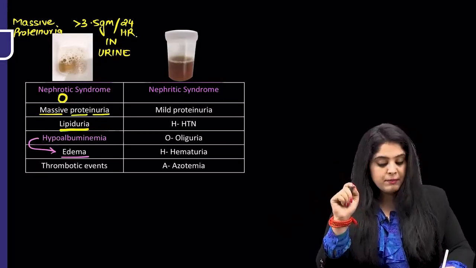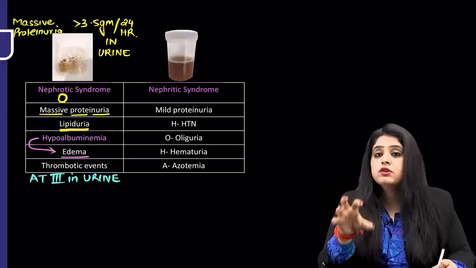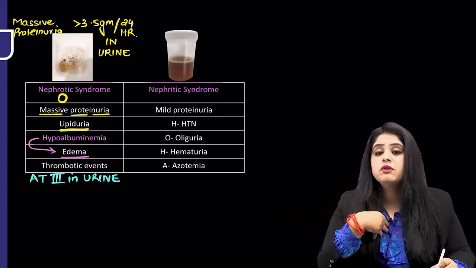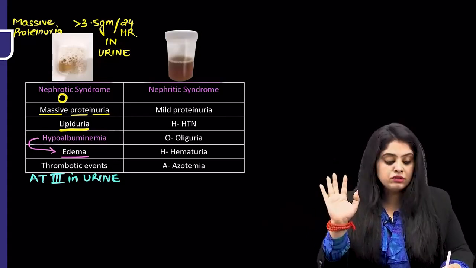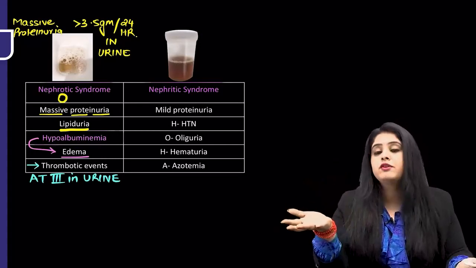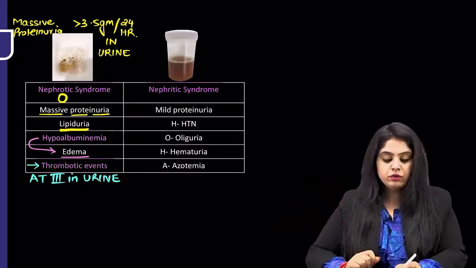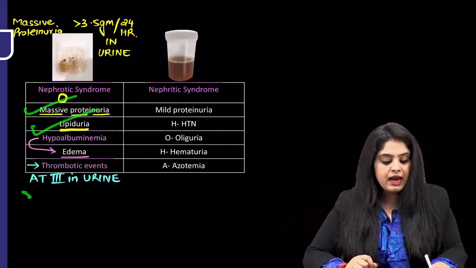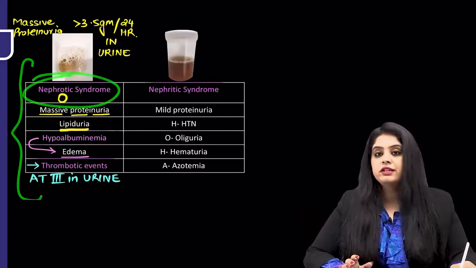No. Please remember that even things like antithrombin 3 are going to go out in the urine. Things which were stopping the clot formation, things which were protecting me, those stoppers have also gone. So now we are going to have a lot of clot formation. These patients can also land up with thrombotic events. So protein has gone, lipid has gone, antithrombin 3 is also gone. This is what you need to know for nephrotic syndrome.